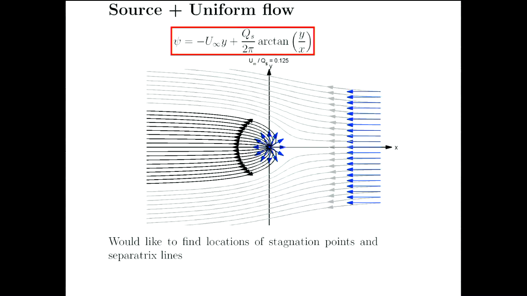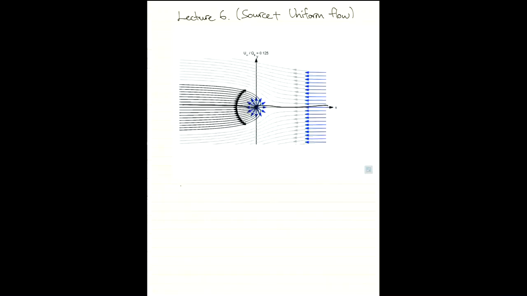And the next thing we would like to do is find the location of the stagnation points, and we also want to draw the separatrix line. So remember, the separatrix line is just basically the streamline which crosses through your stagnation points. Okay. So would you like to do this question together? Yes? Okay. All right, so let's try and do it together.